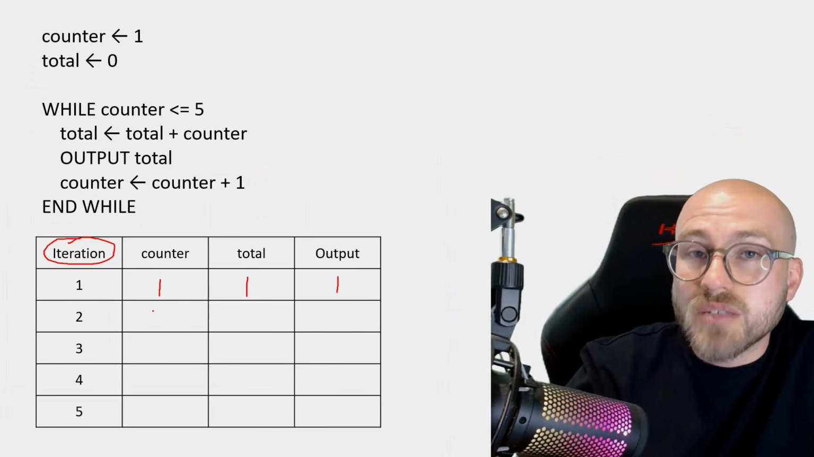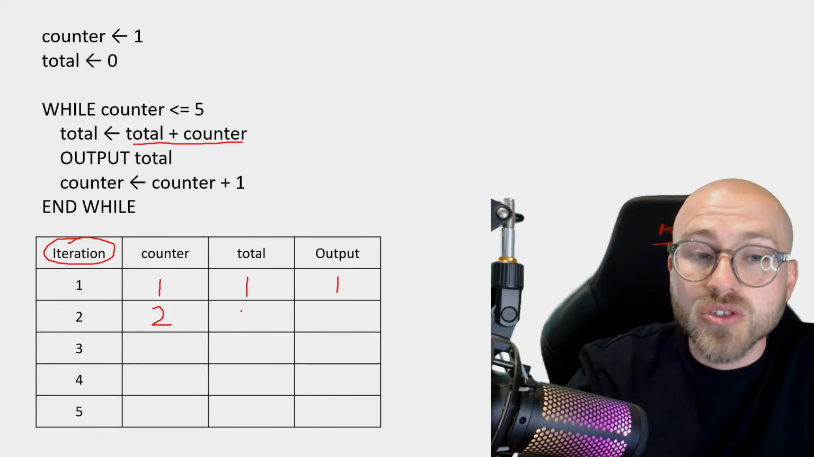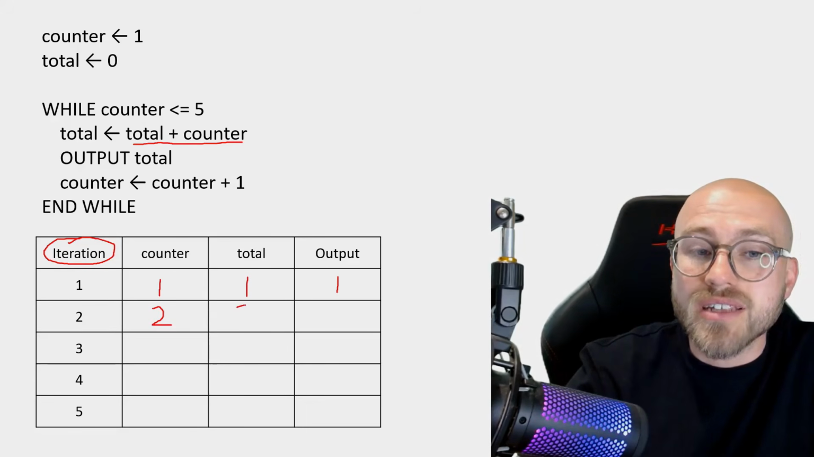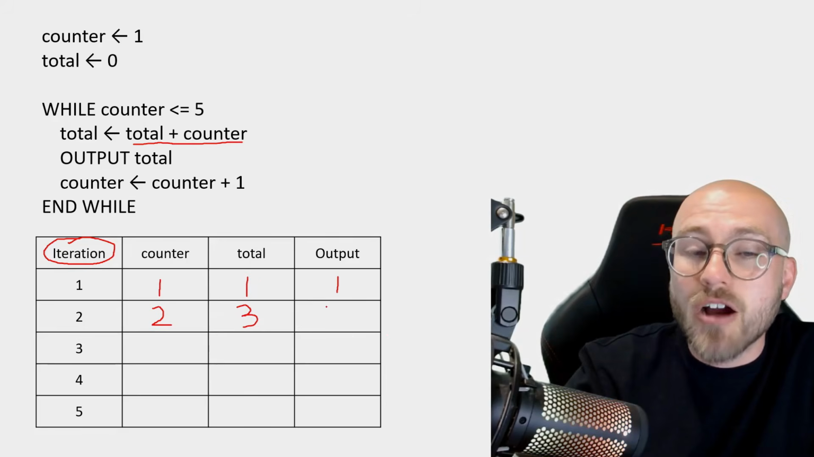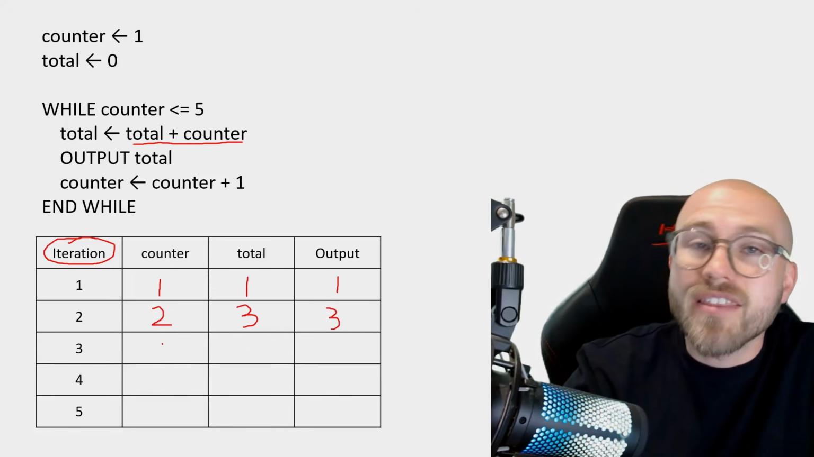So the counter increased by 1, which means it's now currently at 2. But because we're doing total plus counter, we're going to do 1, which is what it's currently at, plus 2. So the total is now at 3, which means my output is also going to be 3. We're going to add 1 onto the counter and then start again.